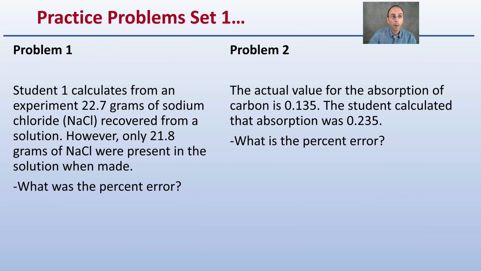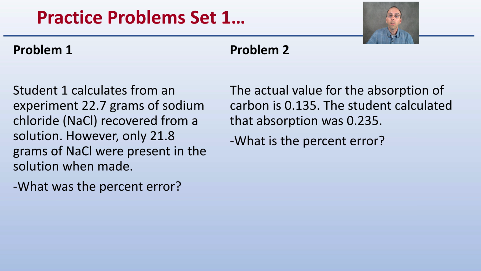Since this is an important process, let's go through some problem sets. So in problem 1, student 1 calculates from an experiment 22.7 grams of sodium chloride recovered from a solution. However, only 21.8 grams of sodium chloride were present in the solution when it was actually made. So that's the known value. What's the percent error for the student?